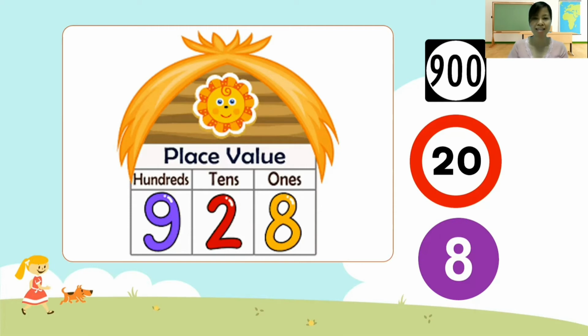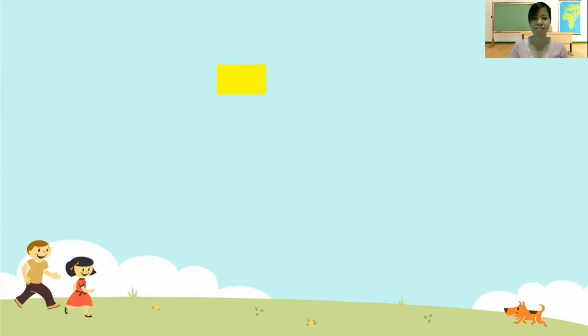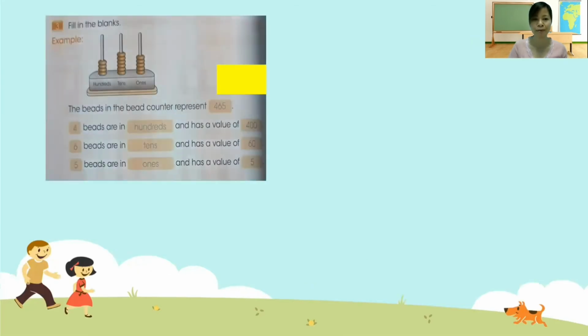9 as the hundreds, so we have 900. 2 in tens, so its value is 20. 8 in ones, so its value is 8. Let's try to look at more examples.